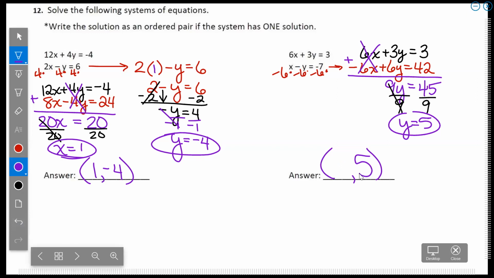I need to find x. I can use substitution to do that. Do you guys want to use the top equation or the bottom equation? Bottom one sounds good. x minus y, which is 5, equals -7. How do I solve that one now? Add 5 on both sides. I have -7 plus 5, which gives me -2.